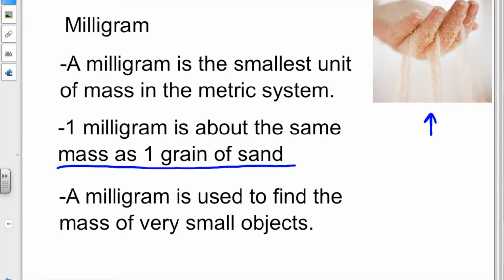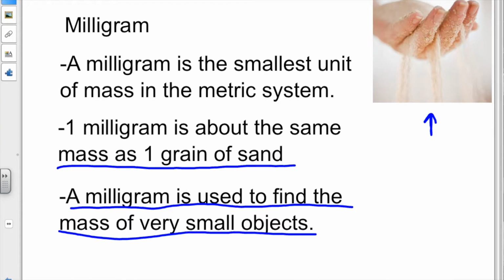And therefore a milligram is used to find the mass of very small objects. So if you're trying to find the mass of something that's very, very small, you'd want to use milligrams.